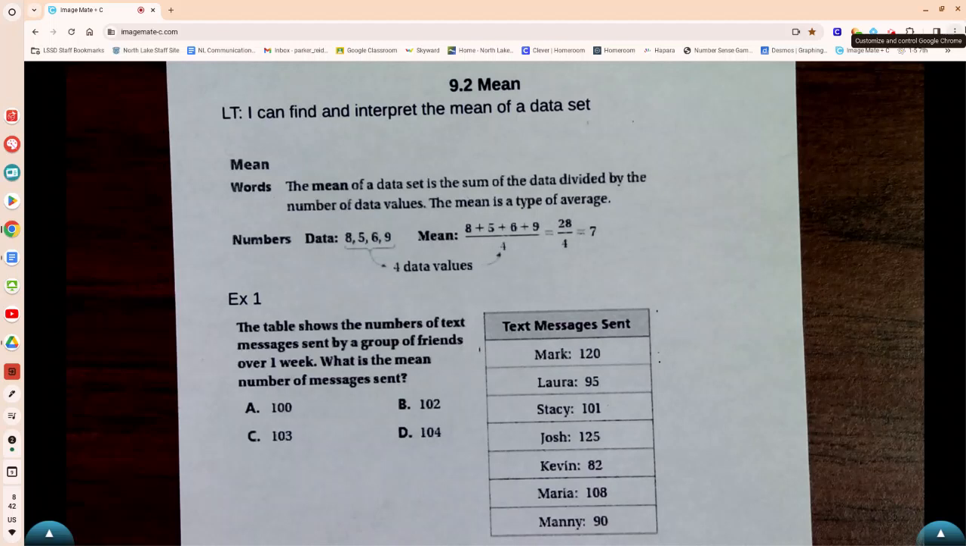All right, this is 9.2, and it is about the mean. Could I have a volunteer read our learning target where it says LT for learning target? Swara? Thank you. So what is the mean?